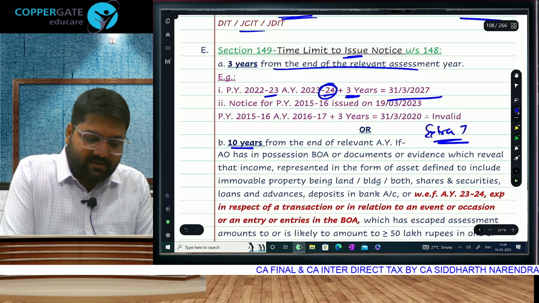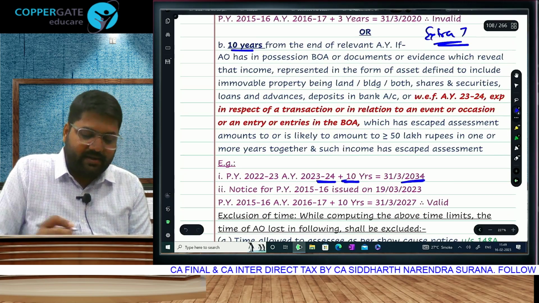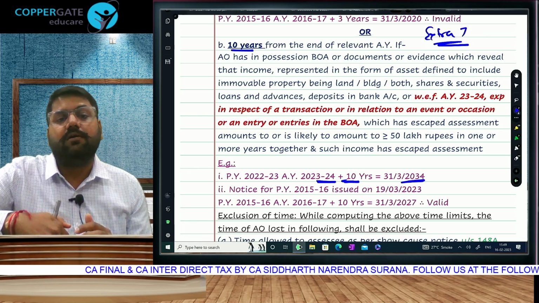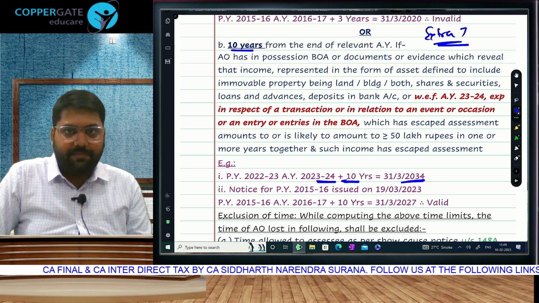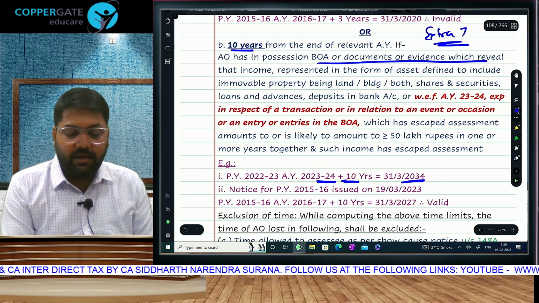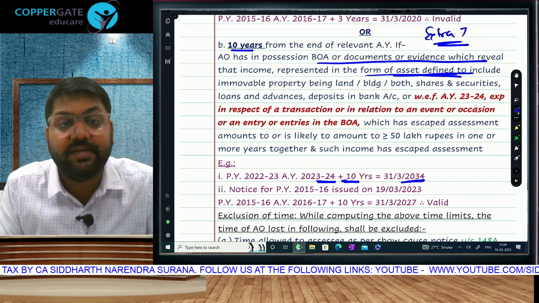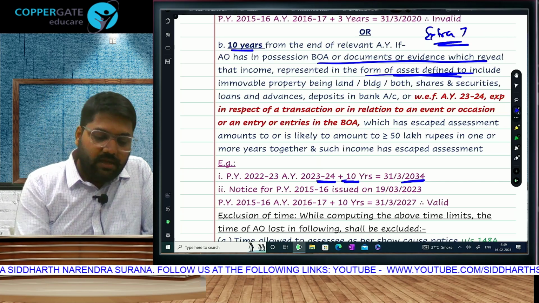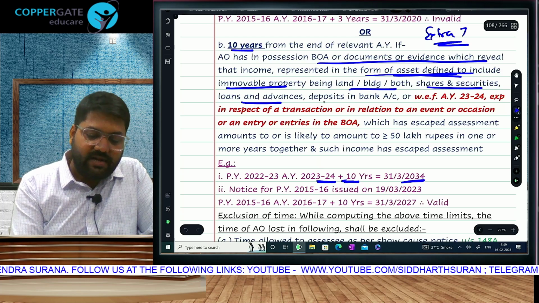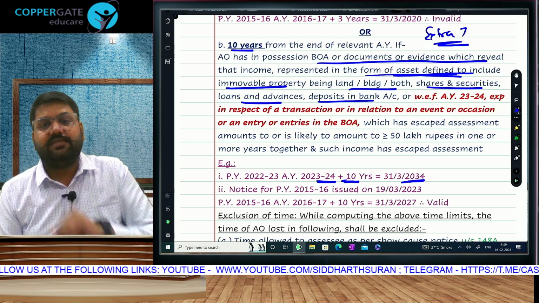So, where we have added 3, we will add 10, and accordingly our answer is going to be, from AY 2023-24, we add 10 years, we get 31st March 2034. But when will the time limit of 10 years be applicable? If the AO has in his possession books of accounts or documents which reveal that income represented in the form of an asset, meaning the assessee has converted his concealed income into an asset. Which asset? Immovable property, which can be land, building or both, shares and securities, loans and advances, deposits in a bank account.